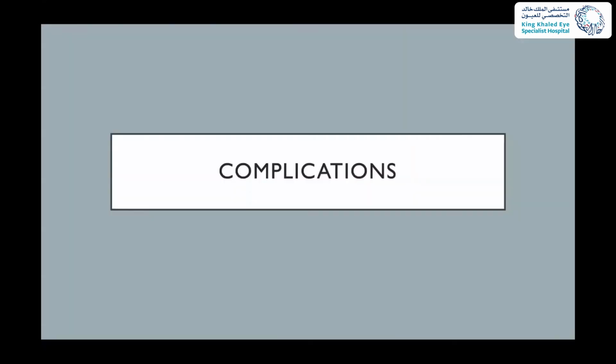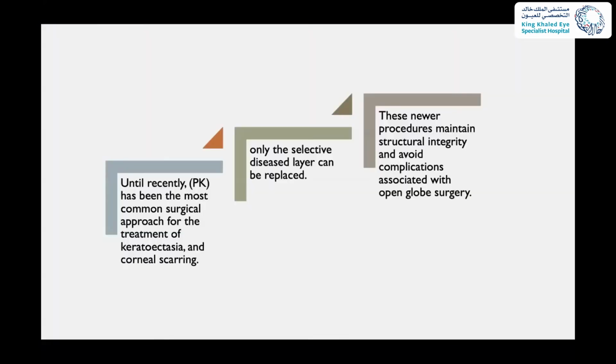Now, let's move to the complications. Actually, complications of all types of keratoplasties are a very long list, but we will only concentrate on the most common complications encountered. As we have seen before from the reports, until recently, PK has been the most common surgical approach for treatment of keratectasia and corneal scarring, but the newer procedures are really encouraged as they maintain structural integrity and avoid complications associated with open globe surgery.